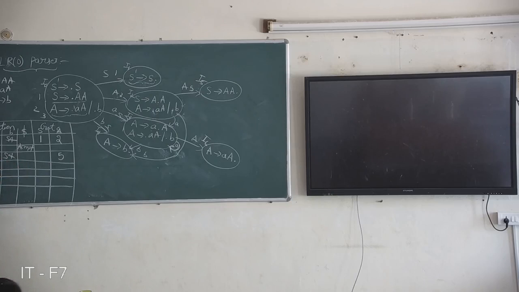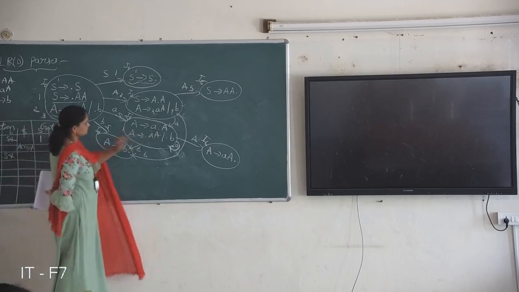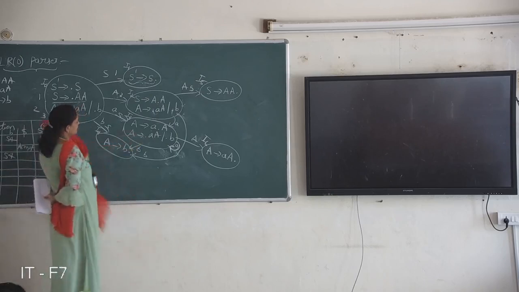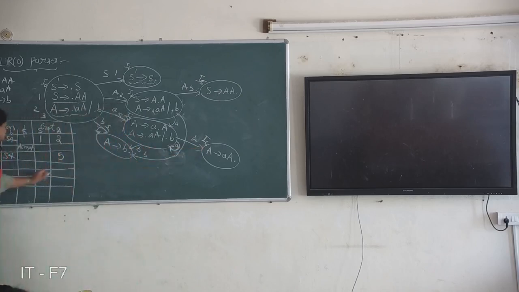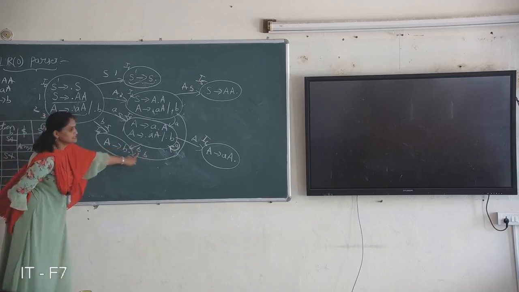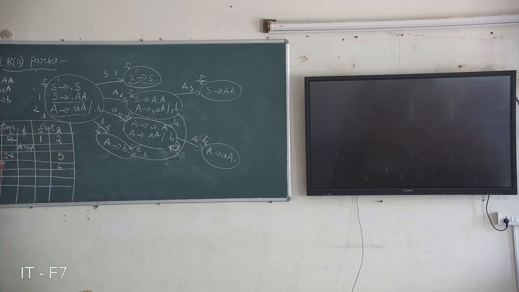Next, fill I3. On capital A it goes to state 6. And next, on small a and small b, terminals, shift action, right? Shift action, and it goes to the same states, S3 and S4.